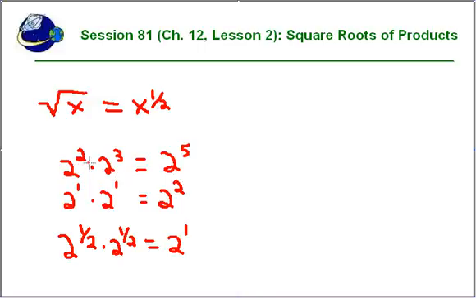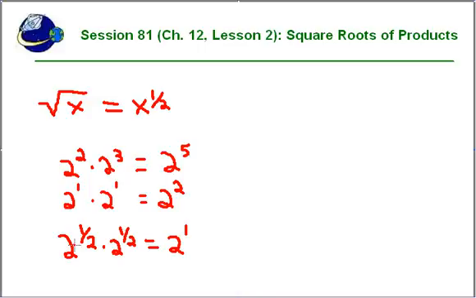Back up here, 2 to the 2nd times 2 to the 3rd. 2 to the 2nd is 4. 2 to the 3rd is 8. 4 times 8 is 32. And what is 2 to the 5th? It's 32. So we can see that that does, in fact, check out.